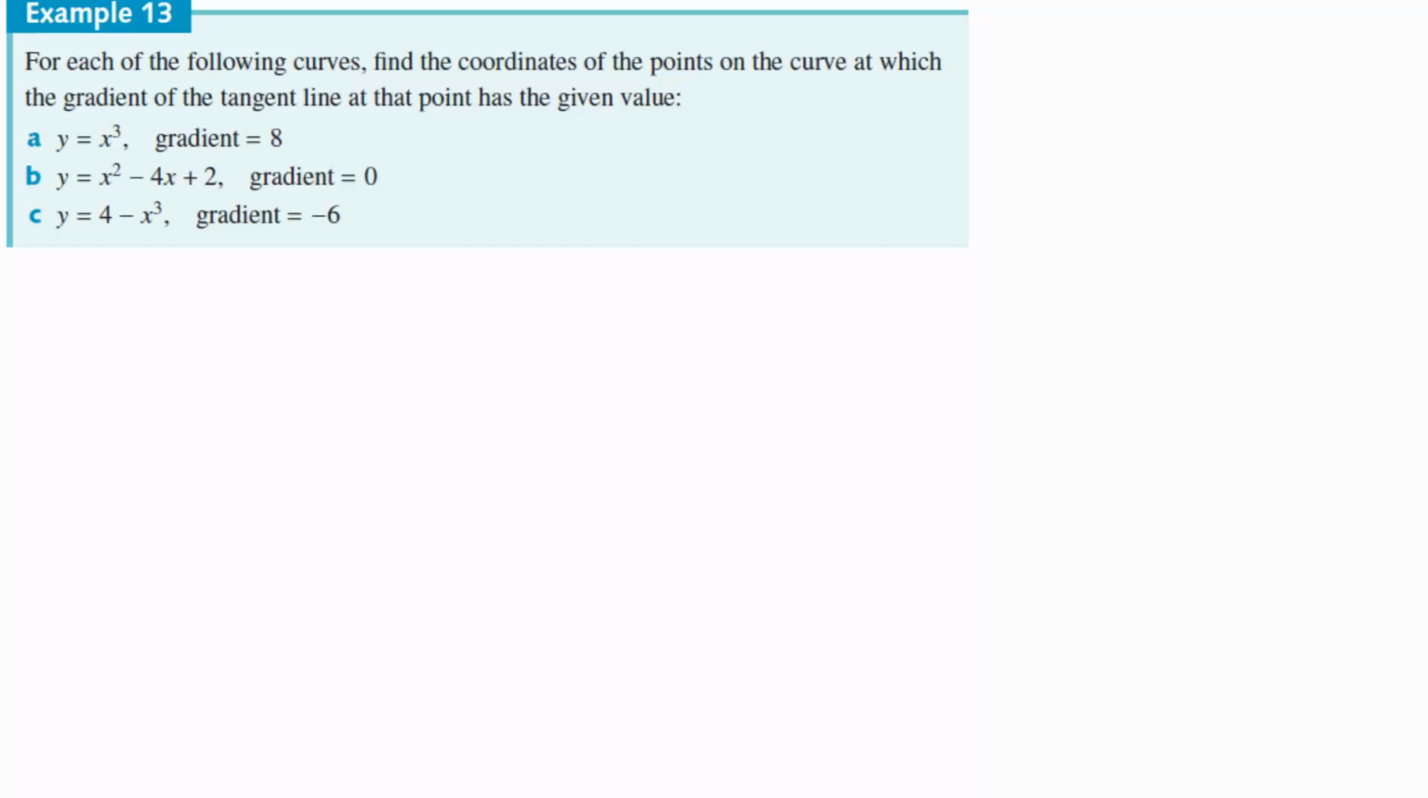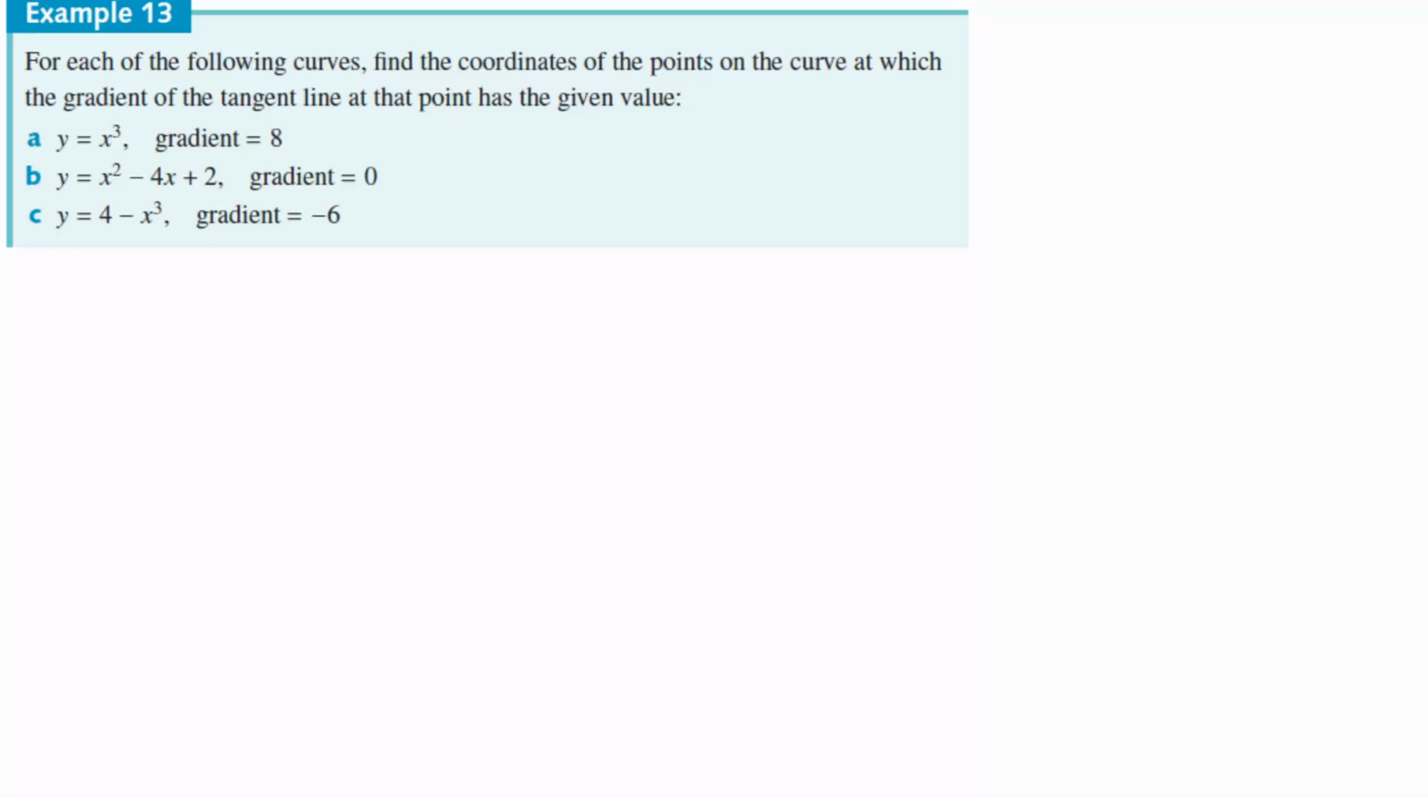So let's tie in the understanding we have, okay? Here we go. For each of the following curves, so you got different curves here. You got x cubed, you got a quadratic, and you got another cube, right? It doesn't matter what curve it is. I just need to know, I've got a curve, and they want you to find the coordinates of the points on the curve at which the gradient of the tangent line at that point has been the given value.